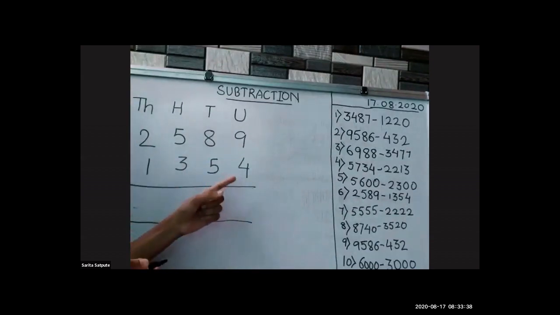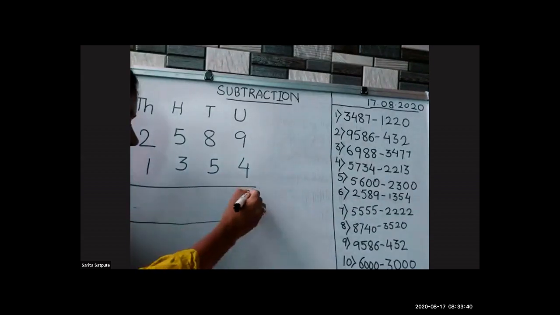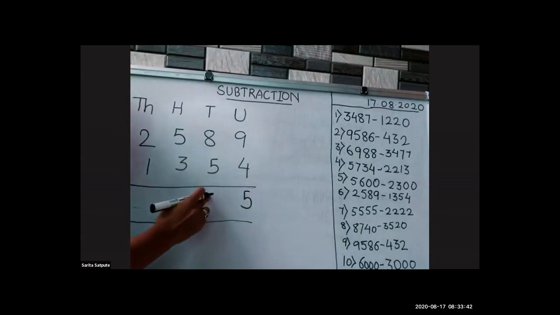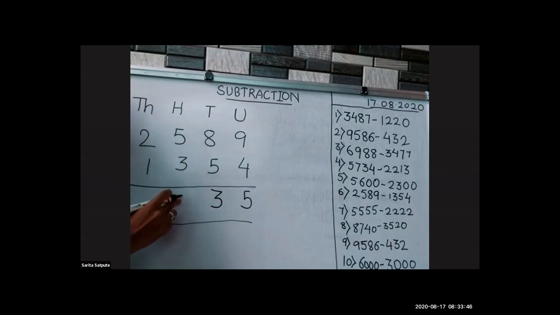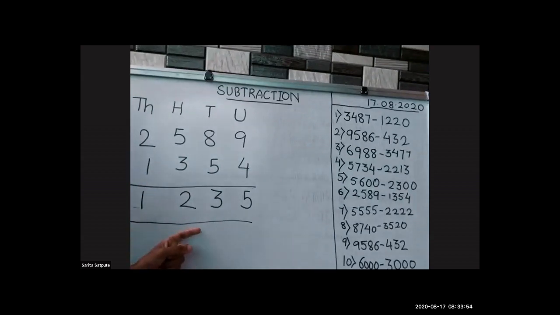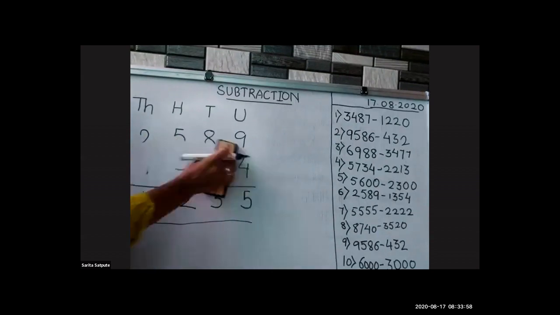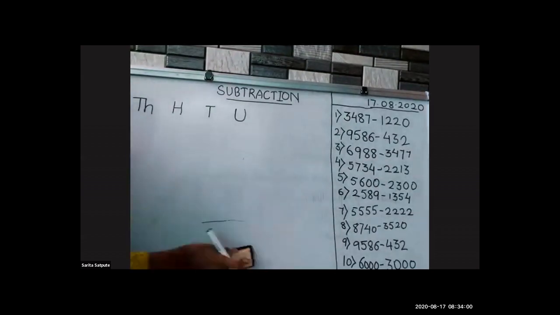9 minus 4, 5. Good, good. 8 minus 5, 3. Yes, very good. 5 minus 3, 2. Yes. And 2 minus 1, 1. So your answer is 1235. Yes.